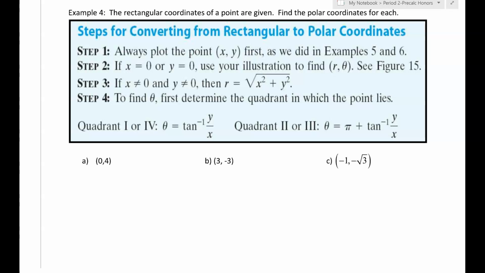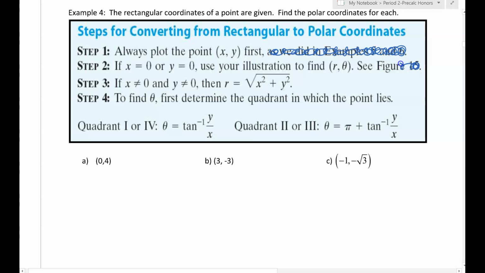So here are the guidelines or the steps for converting from rectangular to polar. Step 1, always plot the point first. So we're going to cross this out because I copied and pasted this from your book, so our examples are a little bit out of order. Step number 2, if x equals 0 or y equals 0, use your illustration to find r comma theta.